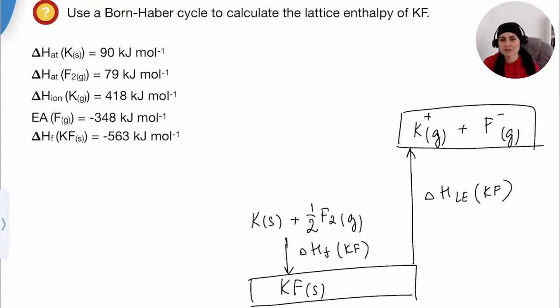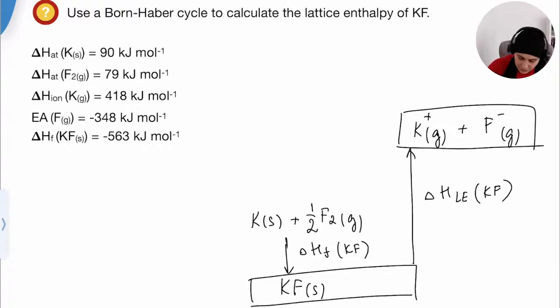Remember about halogens, in 90% of cases they would give you binary compounds with halogens. So fluorine at standard state is F2 gas, chlorine Cl2 gas, bromine Br2 liquid, careful, iodine I2 solid. That you need to know. Okay, so this is formation of KF.